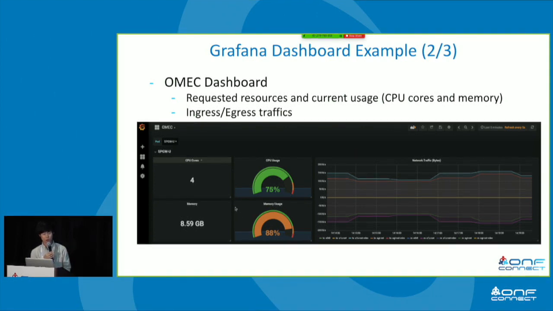So it shows how many CPU cores and how much memory are requested by each COMAC component, and then the current usage of CPU and memory as well. And also it shows the network traffic, inbound ingress and egress traffic for each COMAC pod. So by using this dashboard, we can check whether our COMAC components are going well or not.